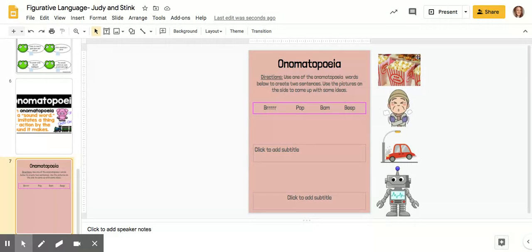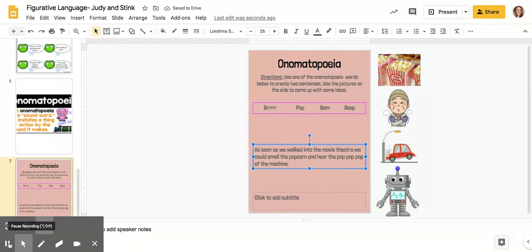And I put these pictures over here. You could talk about popcorn. You could talk about how it's cold. You can talk about how the car ran into a pole. Or you can talk about a robot. So create a sentence and use one of the onomatopoeia words.